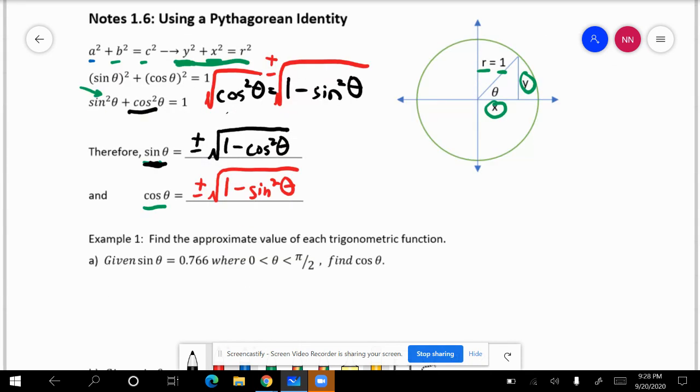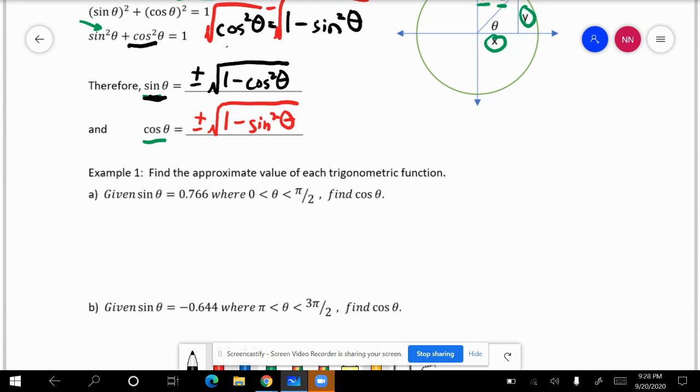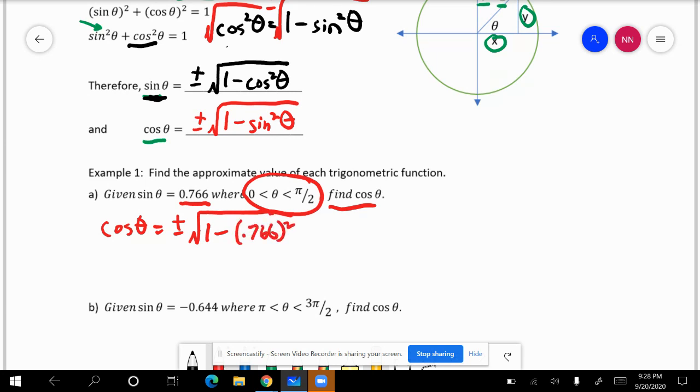If we look at our first example, it tells us that sine is 0.766. It tells us that's in the quadrant from 0 to pi halves, and we're solving for cosine. So we're going to go cosine of theta equals plus or minus the square root of 1 minus 0.766 squared. We're going to plug that into our calculator, and what we get is 0.643.